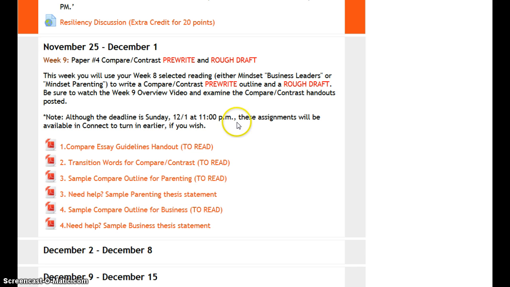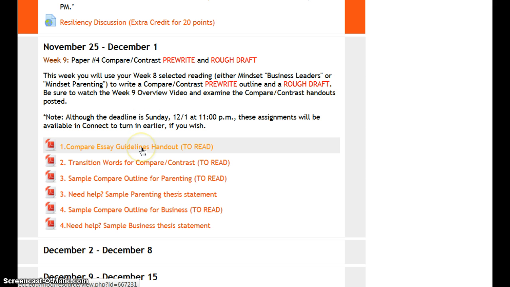So let's go into this assignment. Pre-write and rough draft is week 9. I want you to understand that the compare contrast essay will be based on the topic that you picked for week 8. This week, you will use your Week 8 selected reading, in other words, either Mindset Business Leaders or Mindset Parenting, to write a compare-contrast pre-write outline and rough draft. So this is the Week 9 overview video.